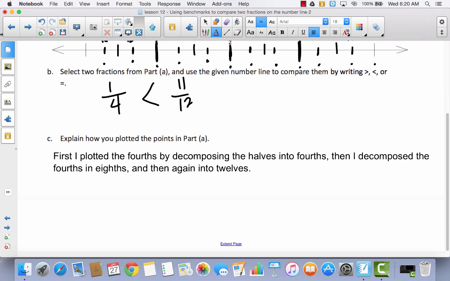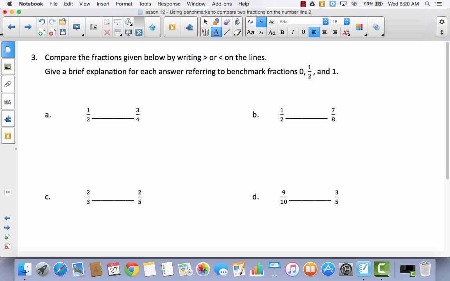Okay, let's keep going. All right, now we're going to compare the fractions given below by writing greater than or less than on the lines. Give a brief explanation for each answer referring to the benchmark fractions 0, 1/2, and 1. Now here's where boys and girls like to get a little bit lazy. They know that they have a 50-50 chance. They can either put less than or greater than, and they have a 50-50 chance of getting it right, and they want to skip the explanation. So I'm going to be really picky about the explanation because the explanation tells me whether or not you guessed or whether or not you really understand.